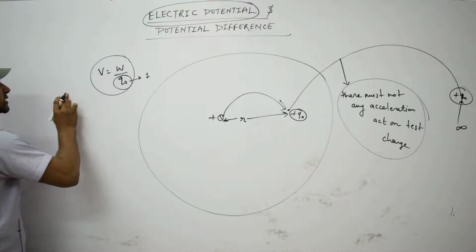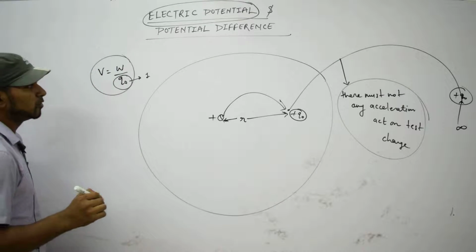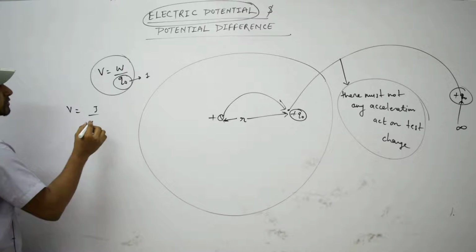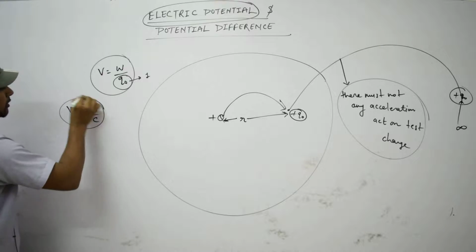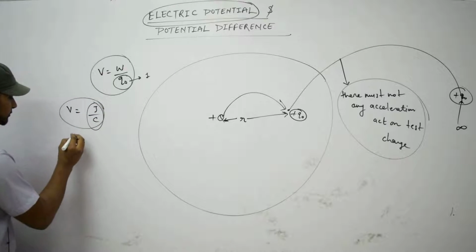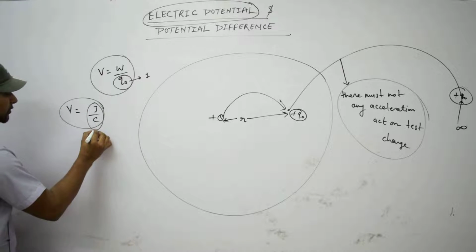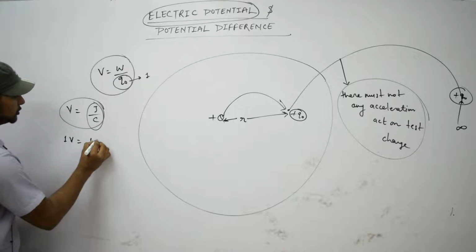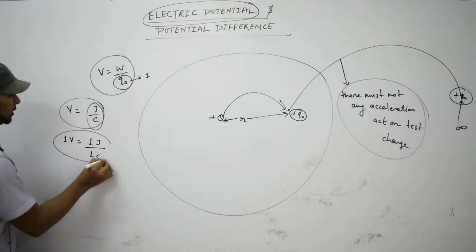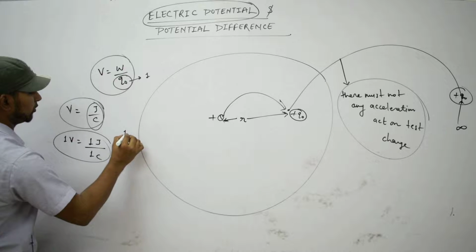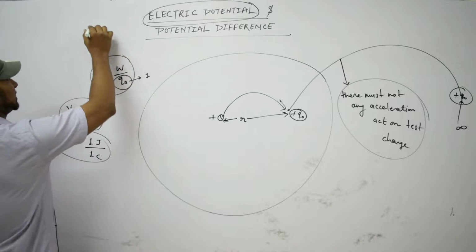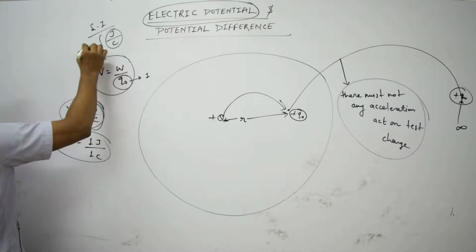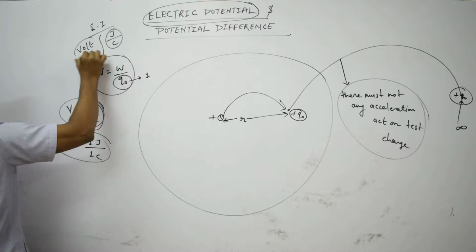If I want to calculate the unit, V equals W upon Q. The unit of work done is joule and the unit of charge is coulomb. So joule per coulomb is the unit of electric potential, and 1 volt equals 1 joule upon 1 coulomb. So its unit we can say is volt also. Its SI unit is joule per coulomb, and we can use volt as well.